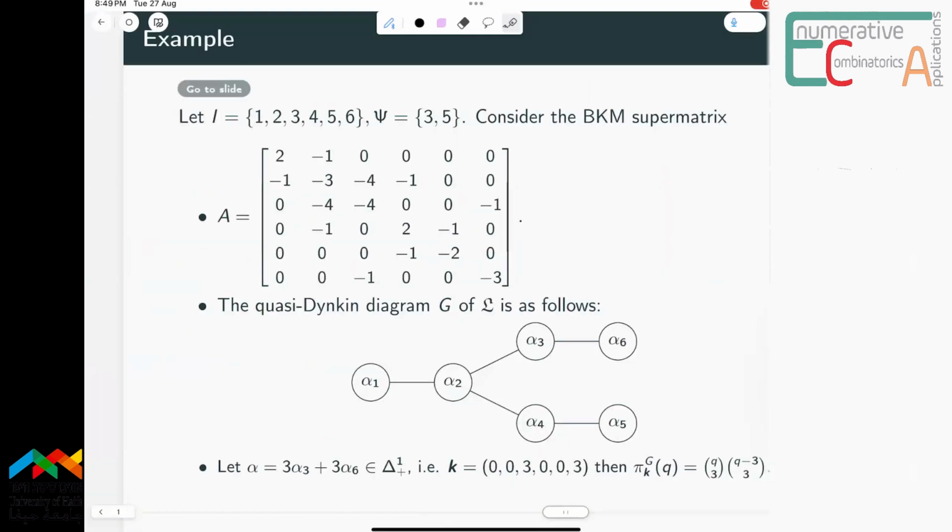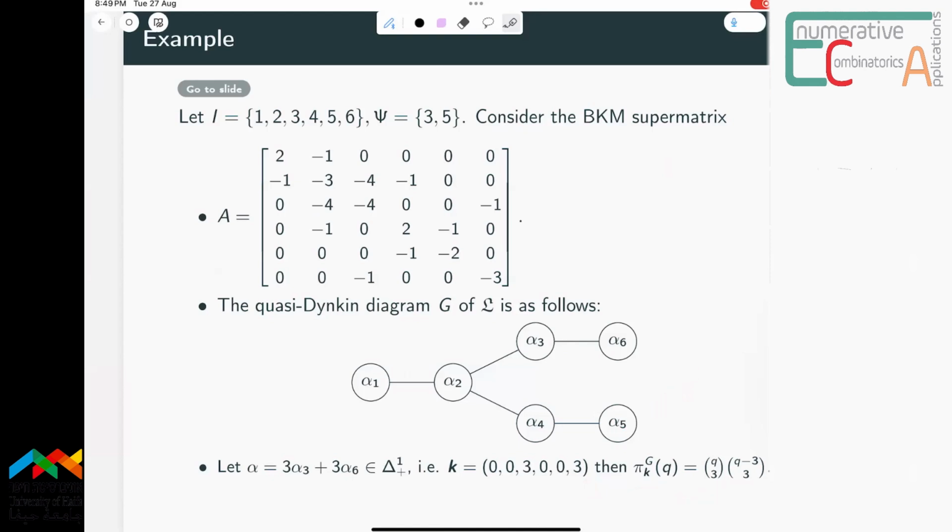For example, consider this matrix A. This is a 6 by 6 matrix, so I have 6 vertices. Alpha 1 and alpha 2 are connected because the a_12 entry is non-zero. For alpha 2, these 3 entries are non-zero, so alpha 2 is connected with alpha 1, alpha 3, and alpha 4. In this way, this graph is called the quasi-Dynkin diagram of G. Suppose this is my bold k tuple. Then for this graph we can associate a generalized k-chromatic polynomial. So this is the generalized k-chromatic polynomial of this graph.